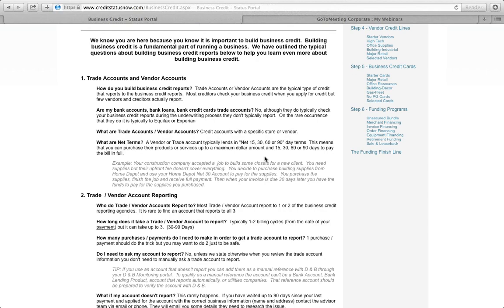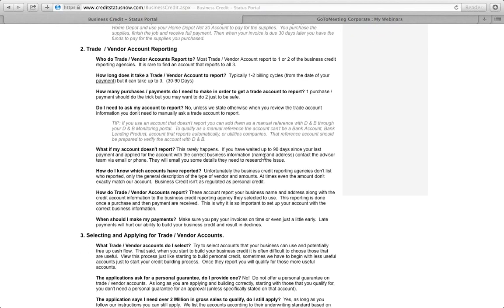So the first thing we need to understand is the difference between trade accounts, vendor accounts versus the lines, loans, and credit cards, and why we use trade accounts and vendor accounts. That's because the other accounts typically don't report. Okay, so we've got to build with what will actually build your report.